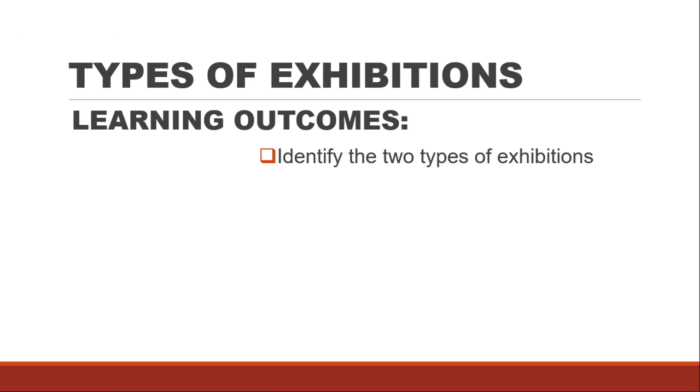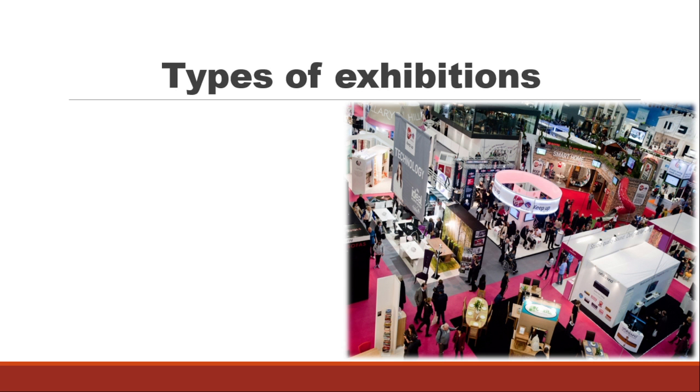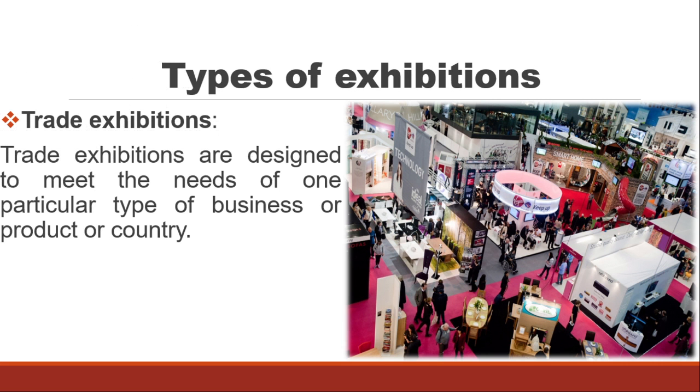So let's look at today's learning outcomes. At the end of this chapter, you should be able to identify the two types of exhibitions. You should also be able to identify the evaluation of exhibitions. So let's look at the types of exhibitions. We have trade exhibitions.